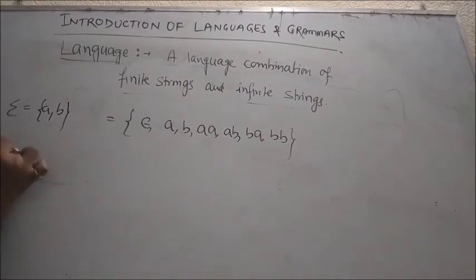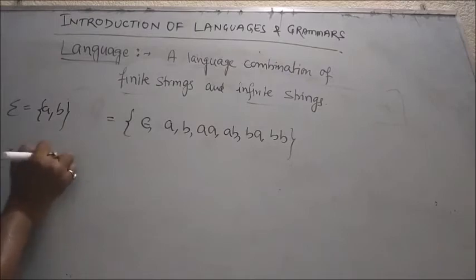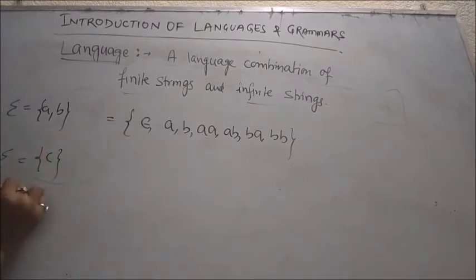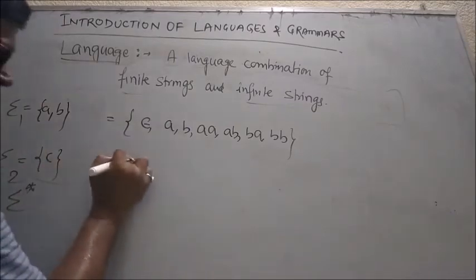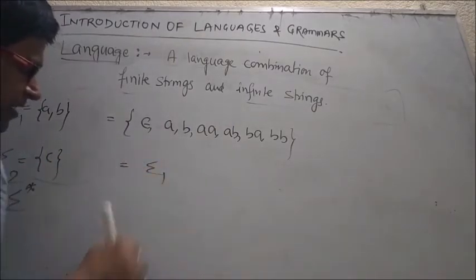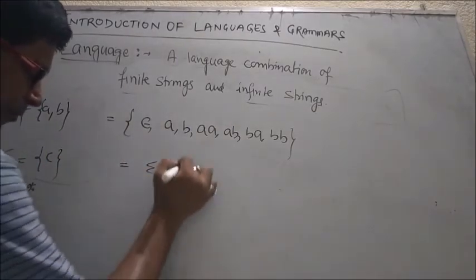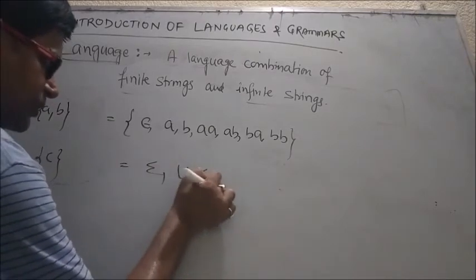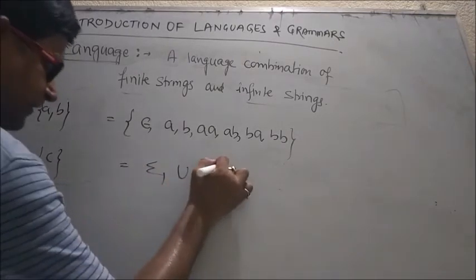Say suppose one alphabet is there, suppose it is your C, and here it may be your C star. Take it as 1, take it as 2. So what will be the union of these two? Union of these two will be sigma 1 union sigma 2, where sigma 2 is there, we have to take the star.